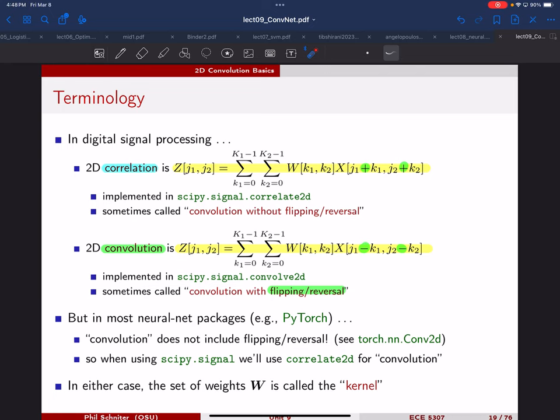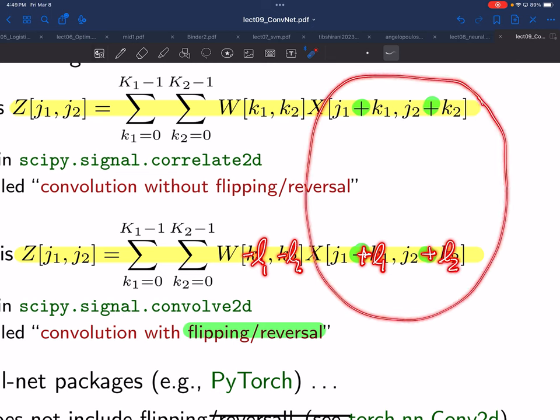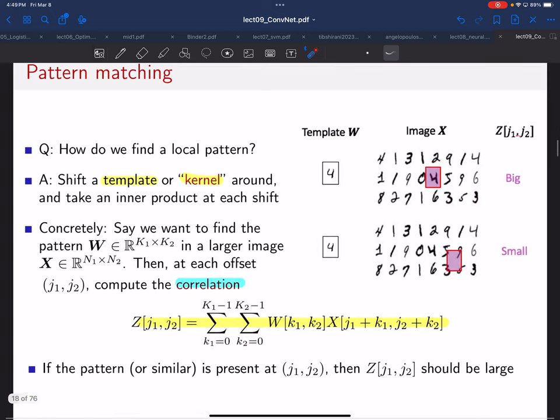The way to see that is to do a variable substitution, where you replace k1 with, let's say, negative L1. You replace k2 with negative L2. And then you have negative L1, negative L2, and then you have plus L1 plus L2. And so now you can see that these agree. The difference now is that rather than going, let's say, up and to the right, now you go down to the left for your kernel. So it's like you're doing this operation, but your template has been reversed. It gets flipped horizontally and vertically.